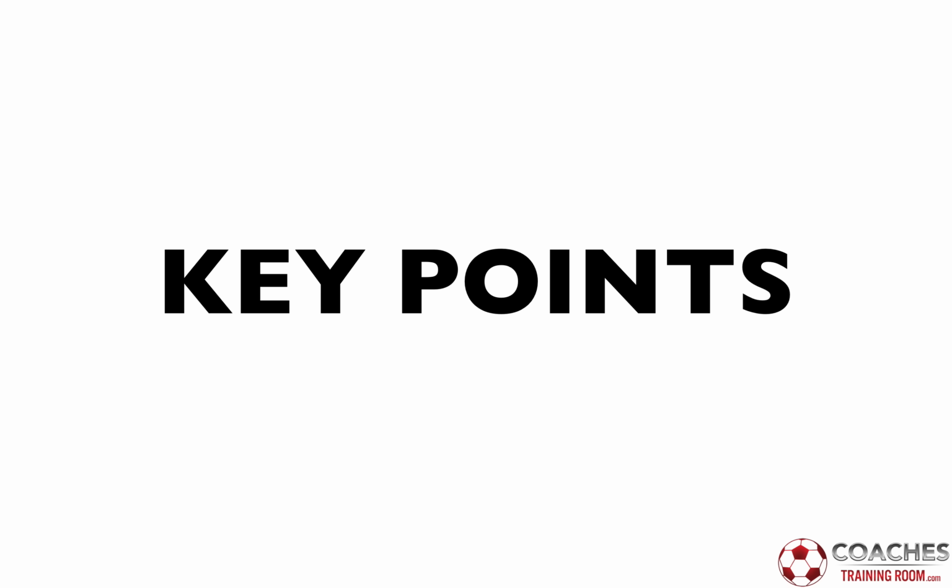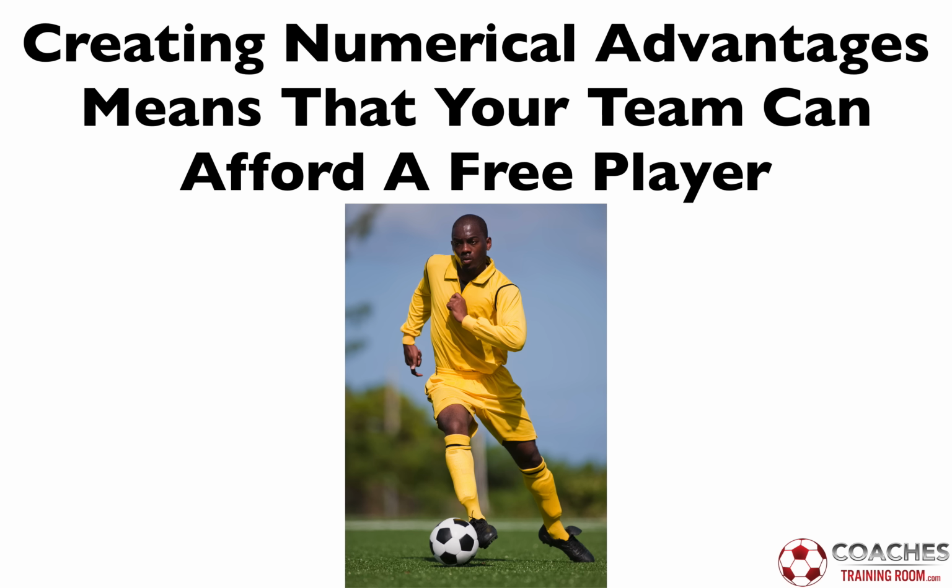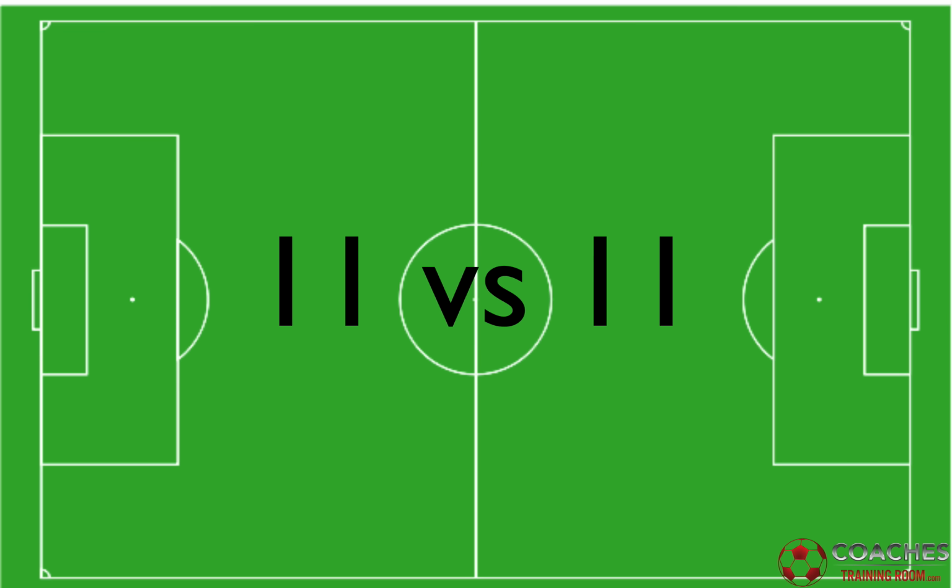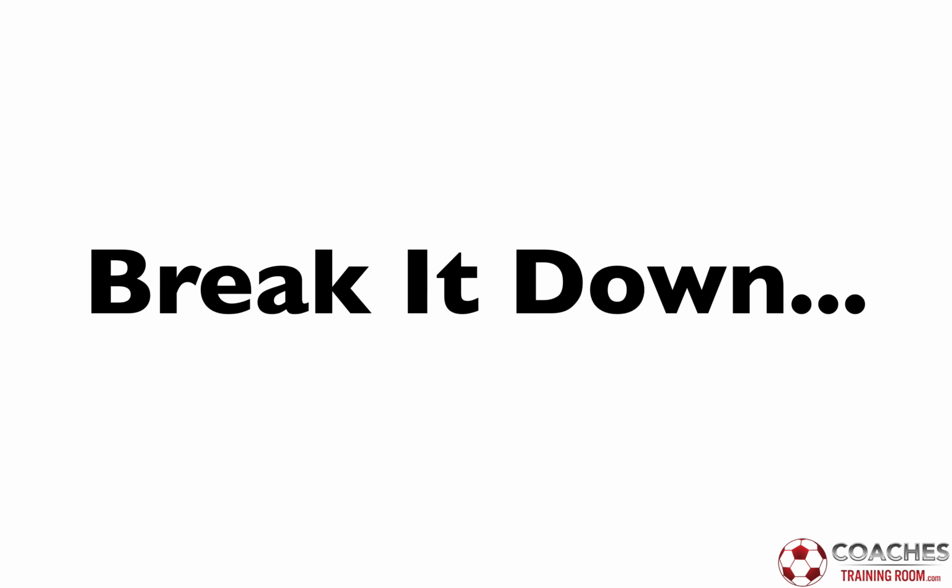So with that point in mind, a couple of key points to think about. Creating numerical advantages means that your team can afford a free player. Now, in an 11 versus 11 situation, you can't create a numerical advantage when you think about it in terms of the field of this size. So you have to break it down into smaller points.